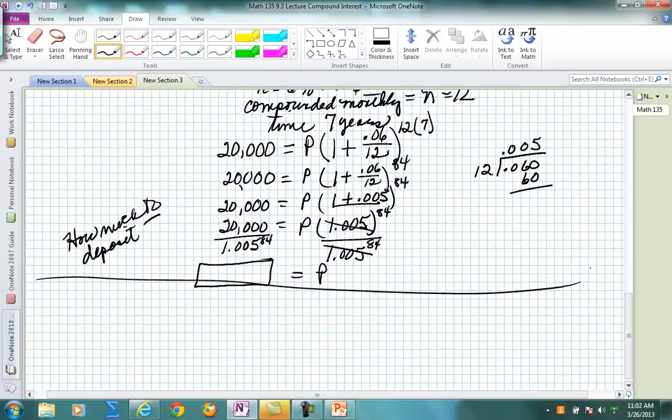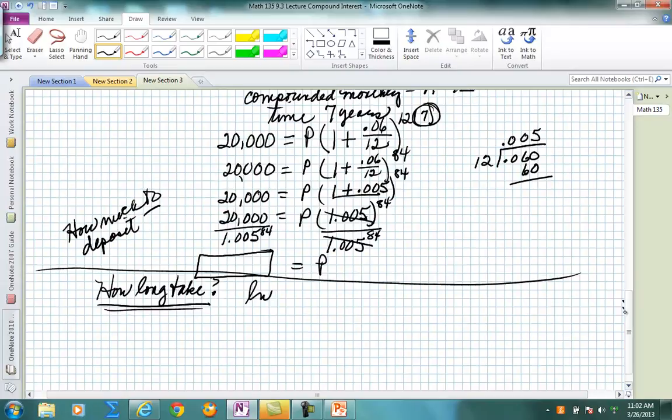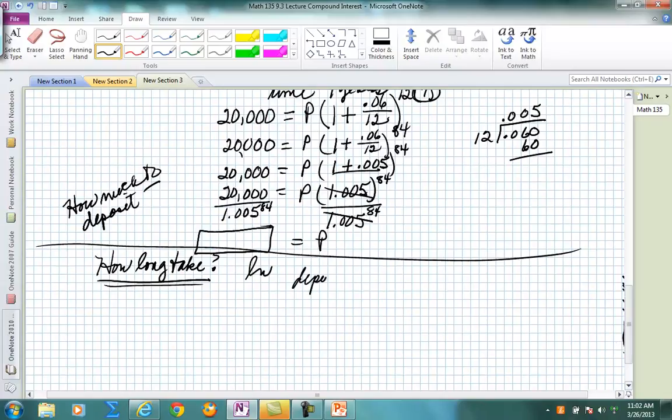Let's say that I deposit $10,000 in an account that is earning 5% interest. It's compounded monthly. I need for it to have $20,000. So how long is it going to take?